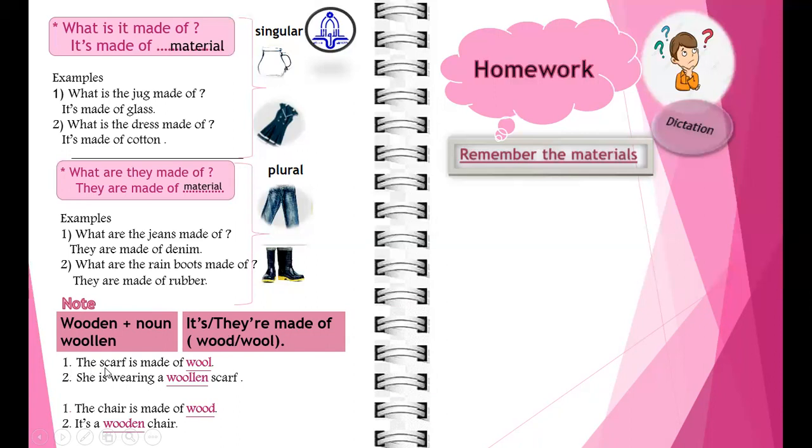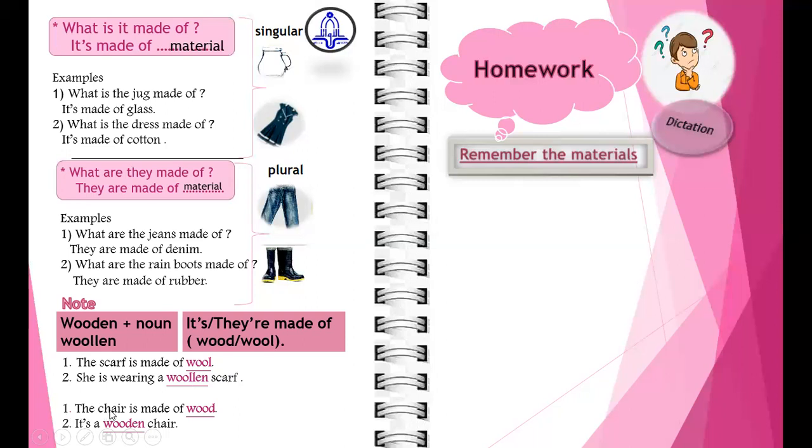Number one, the scarf is made of wool. Notice that when the phrase made of comes, I use the word wool or wood. Number two, she is wearing a woolen scarf. Here it comes as an adjective, describing the scarf, and it comes before the word scarf. In the first example we have wool as material, while in the second example we use it as an adjective. When I have made of, I put the material, while the adjective comes before the noun.